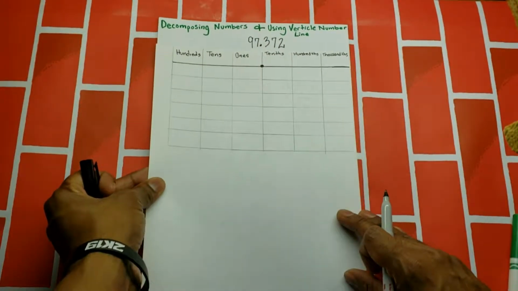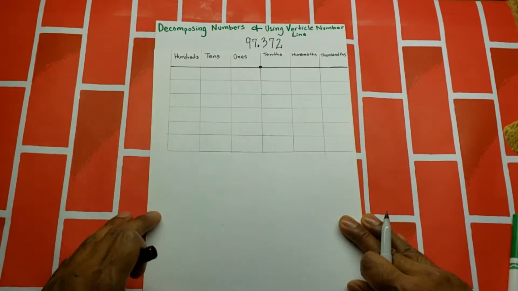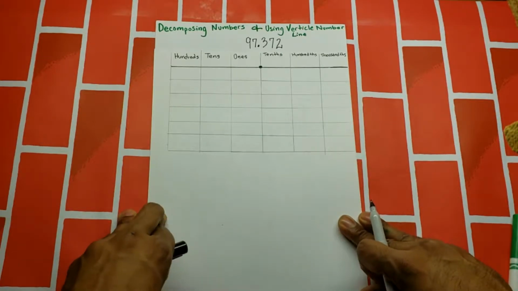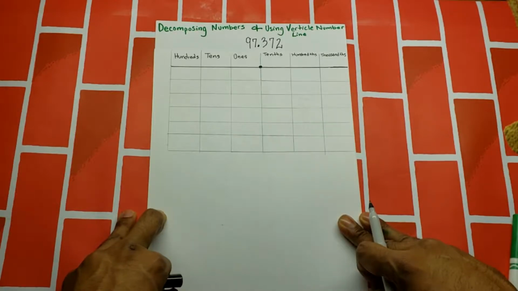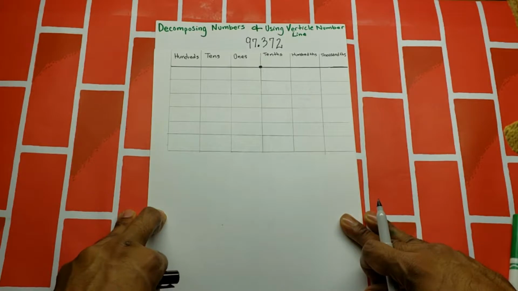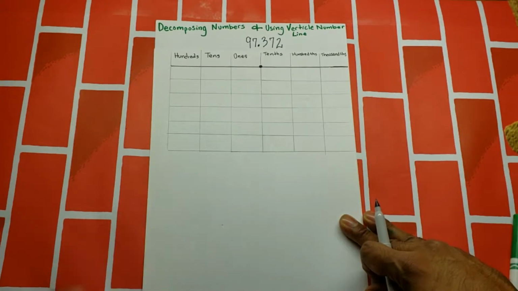So now we're going to look at decomposing numbers and using the vertical number line for rounding whole numbers as well as decimal place values. This is a strategy that Engage New York expects students to use and apply on the state test as well as other assessments. And also just another great way to promote critical thinking for our young students. So we're going to use the same value we used during Cuba, which is 97 and 372 thousandths.